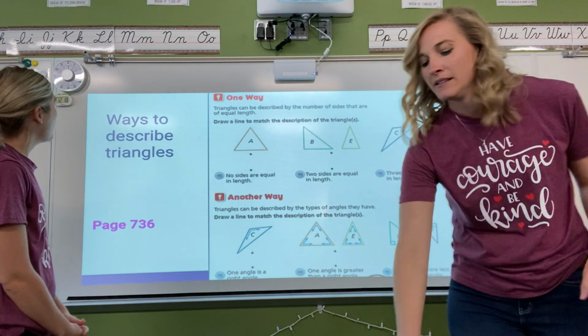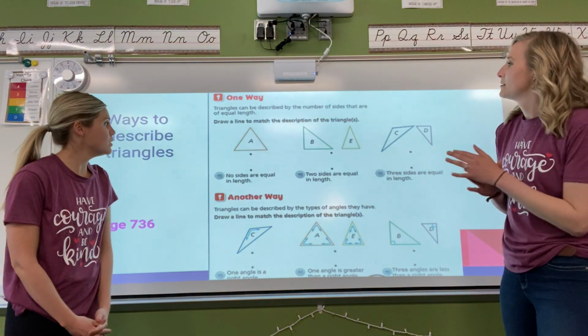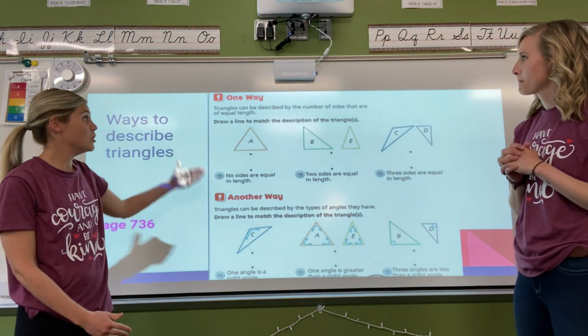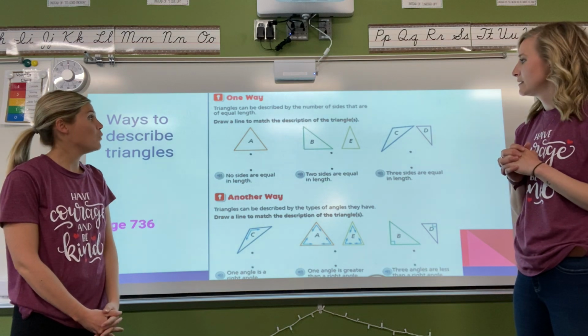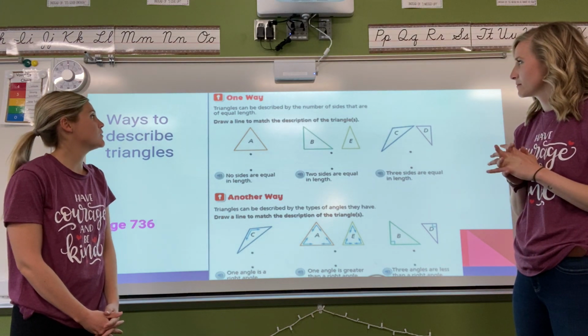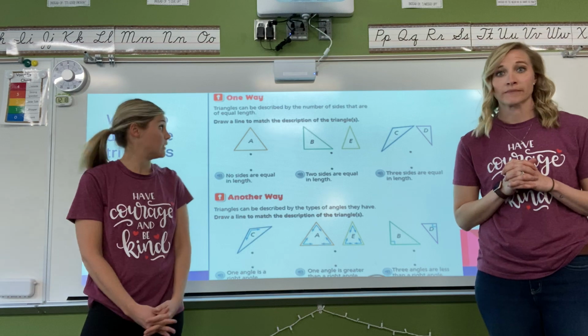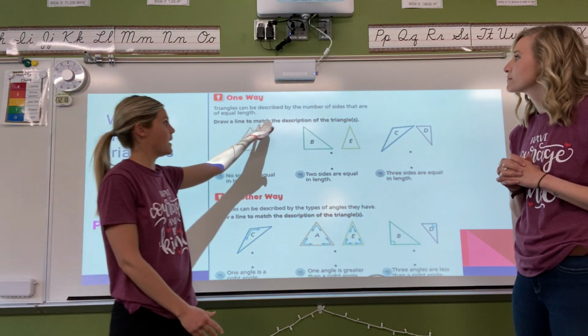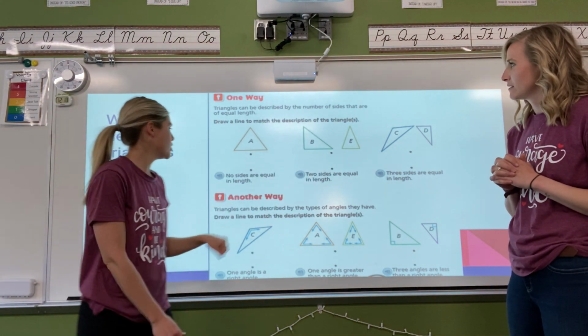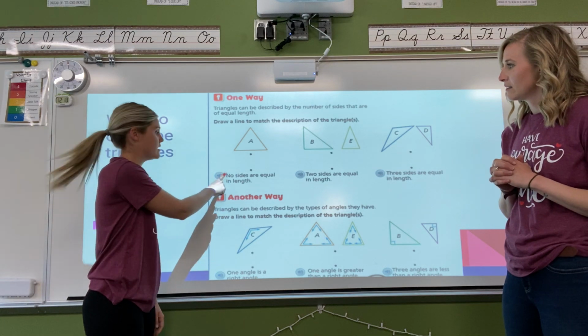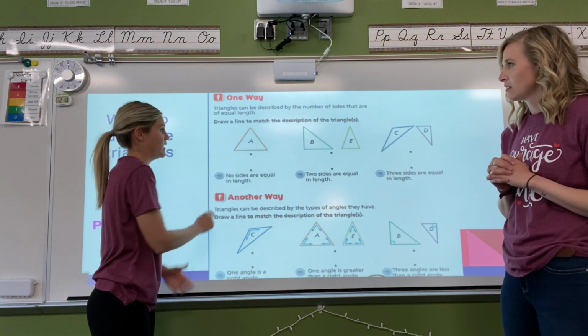All right, so it says ways to describe triangles. You can describe triangles in two different ways. One way is to describe them by the number of sides of equal length, okay? So it says draw a line to match the description of the triangle. So we're going to start with this description down here. It says no sides are equal in length.